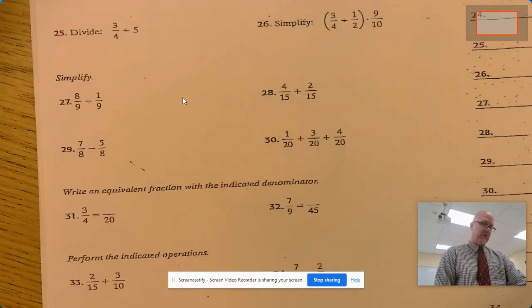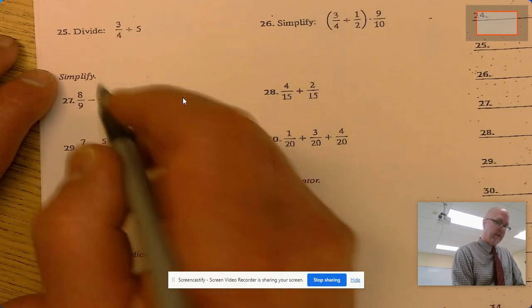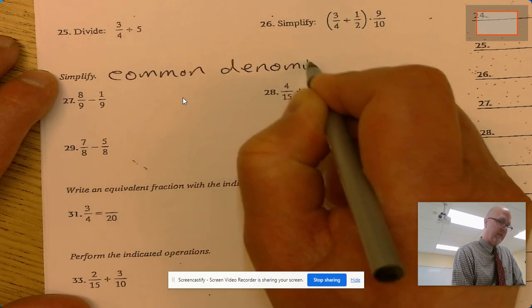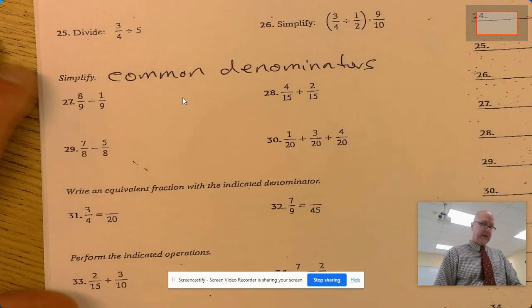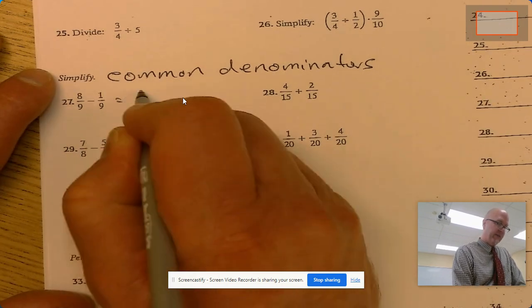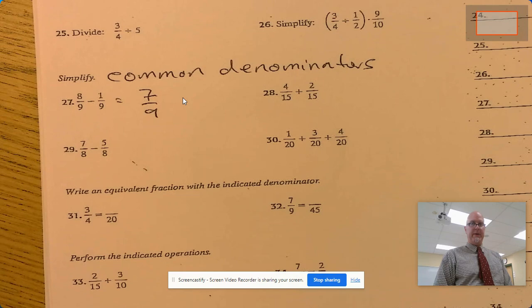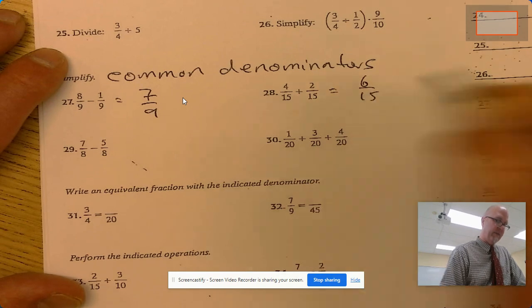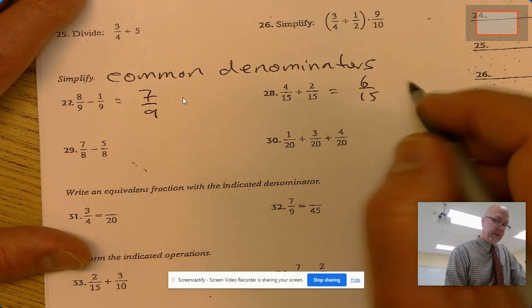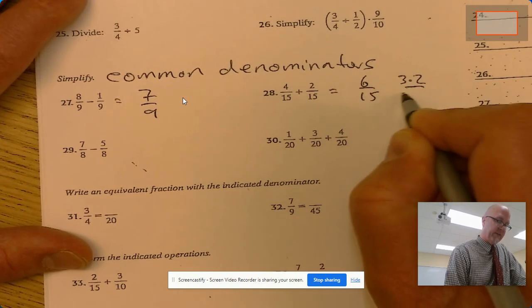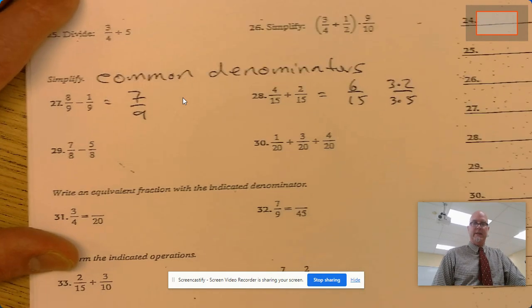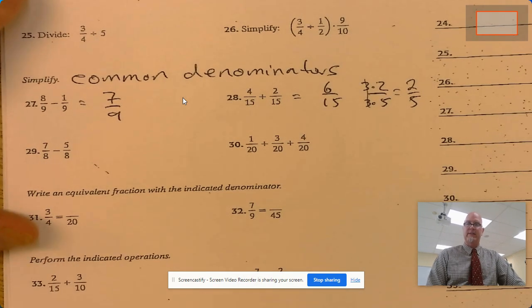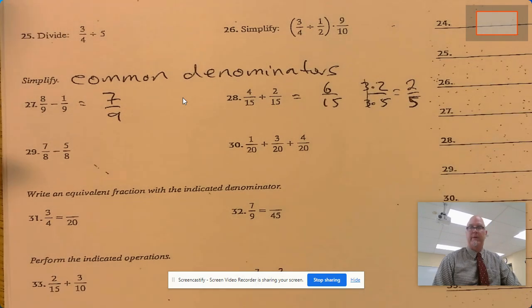Okay, the answers for 27 and 28 are pretty straightforward. We are going to be talking about a situation of common denominators. Okay, both of these denominators are the same, so the answer is just as easy as saying 7 over 9. I did 8 minus 1, I did 9 on the bottom. This one, it's going to be 4 plus 2 and keep the 15 on the bottom. This one needs to be simplified because 6 is the same as 3 times 2, and 15 is the same as 3 times 5. So if I cross off those 3's, I'll have a final answer of a simplified fraction of 2/5.